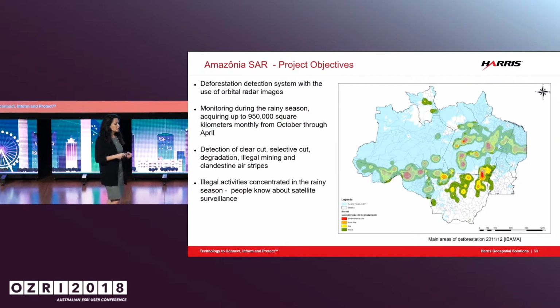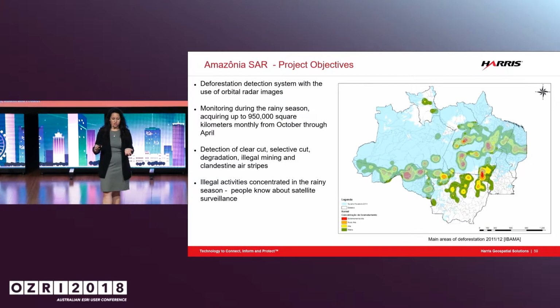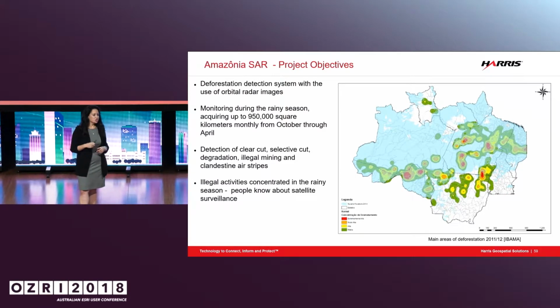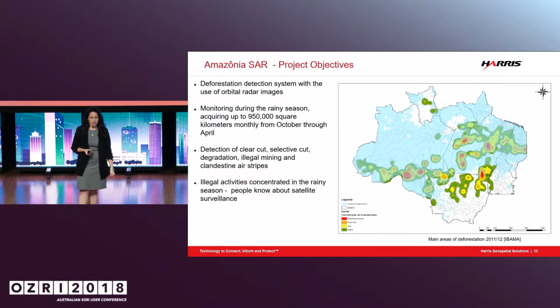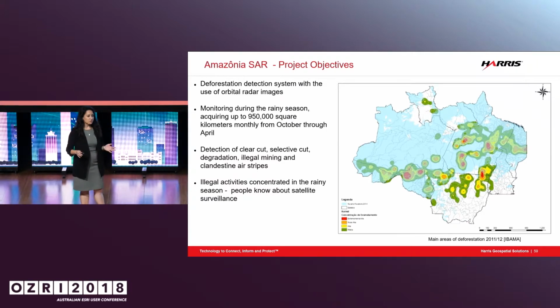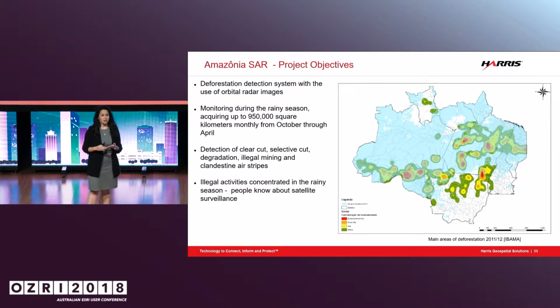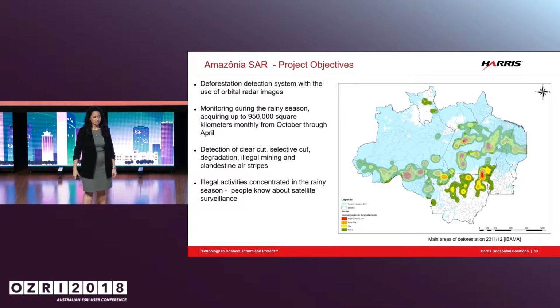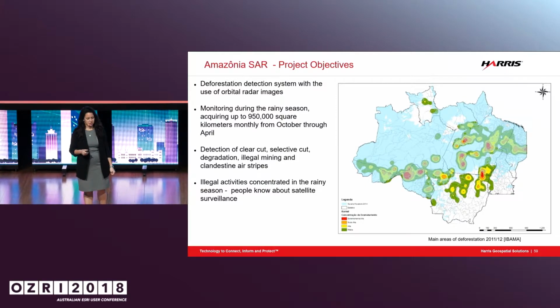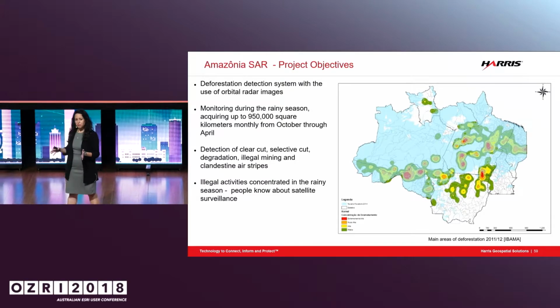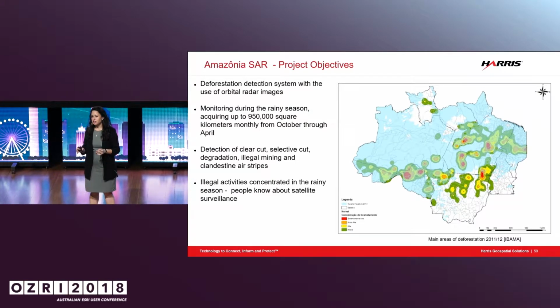Some of the objectives, of course, are to use these orbital radar images so that we can start looking across the entire Amazon and doing this monitoring. We've already been doing a lot of monitoring, and they've already collected 950,000 square kilometers monthly. Now, the problem in this part of the world is that they suffer from a lot of rain season and cloud cover, and that is a big challenge when trying to monitor an area so vast. They're looking for detection, like I said, of clear-cut areas or selective cuts that aren't supposed to be happening, illegal mining, and clandestine airstrips. And one of the problems in this part of the world is that the people engaged with these illegal activities are quite clever.